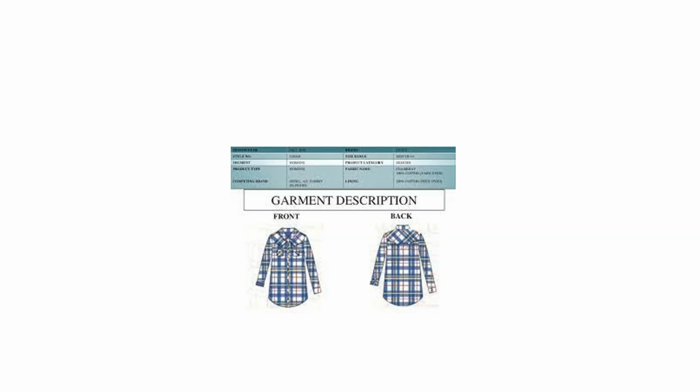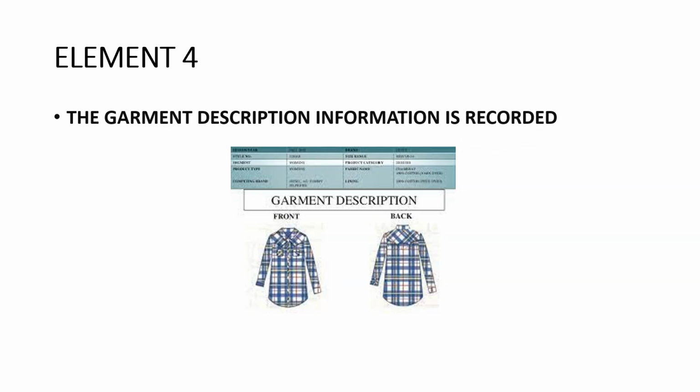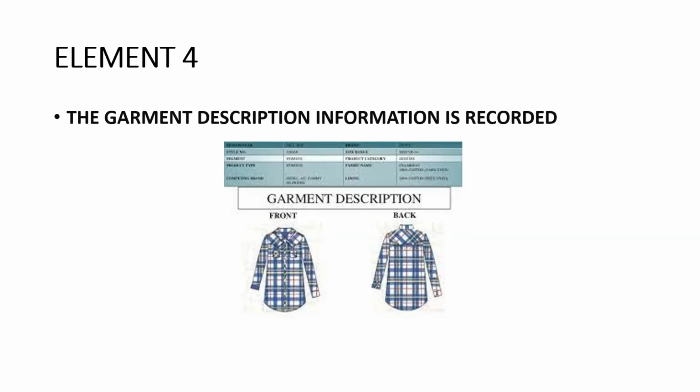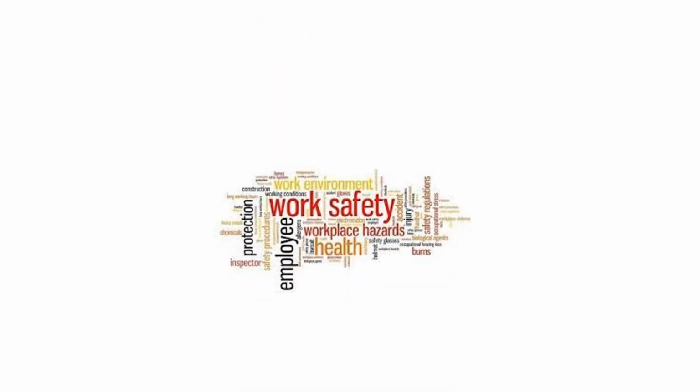Now as you see in the picture, the front and back of the garment, element 4 talks about the description information which is recorded in the garment, and that is covered under element 4, the garment description information, both on the front side and the back side of the garment as shown in the figure. Now what do you mean by this?